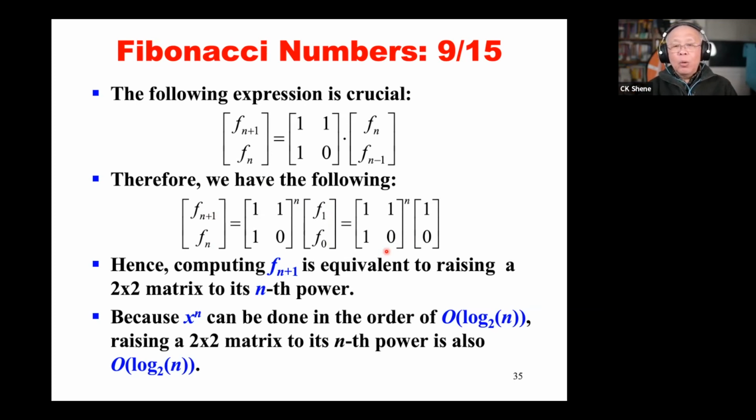But we know raising x to the nth power is of log n order. Of course, you can simply modify the previous implementation so that every time you are asked to compute a 2 by 2 matrix to the nth power, if n is even, then you cut it in half and so on. So using this formula to compute Fn plus 1 and Fn is log n order. Beautiful, right?